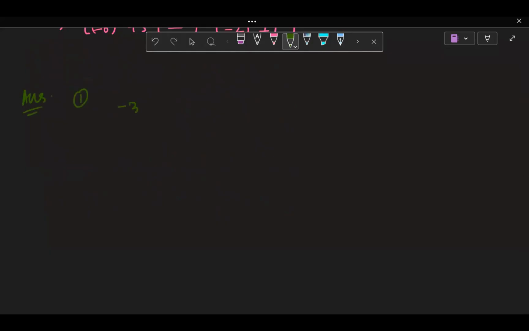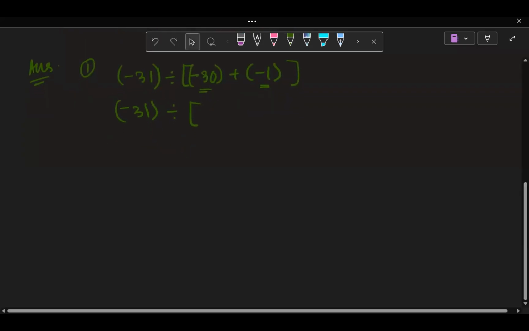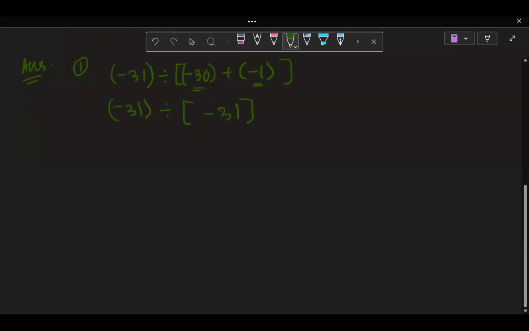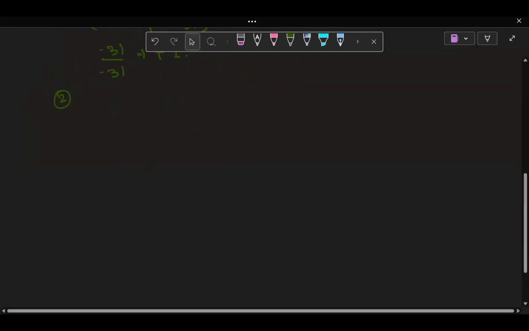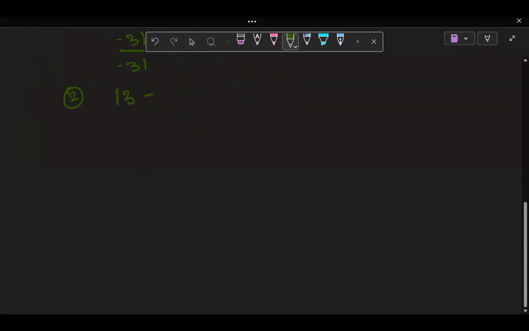First is -31 divided by -30 plus -1. When you add them, you get -31. So -31 divided by -31 gives 1. Both numbers have the same sign, so you have +1 as your answer. Understood? Yes.